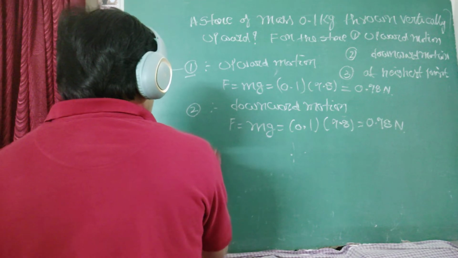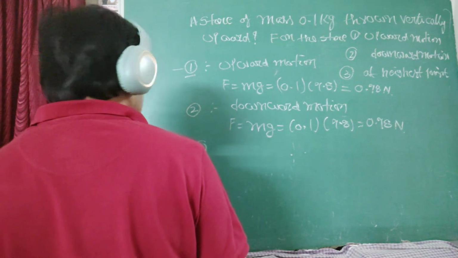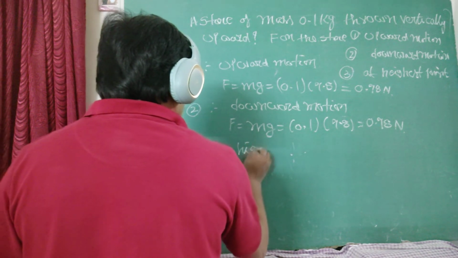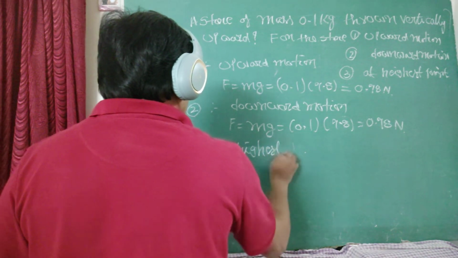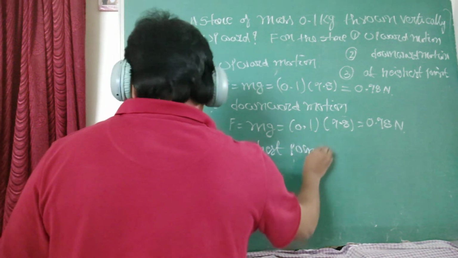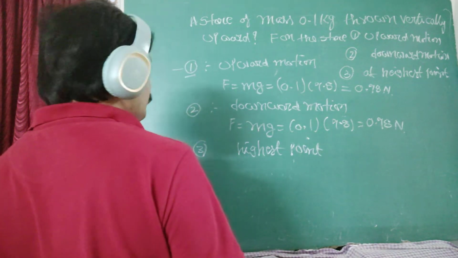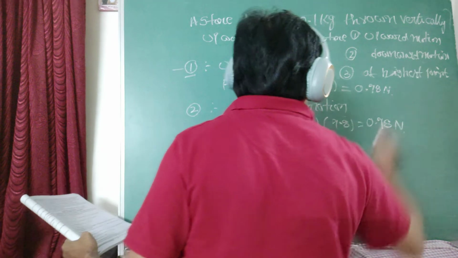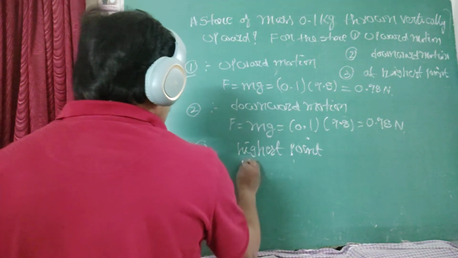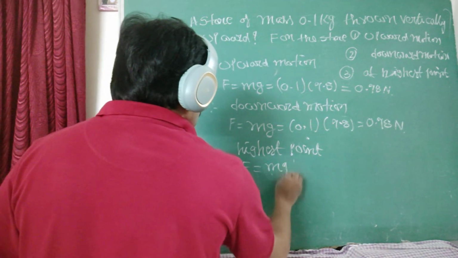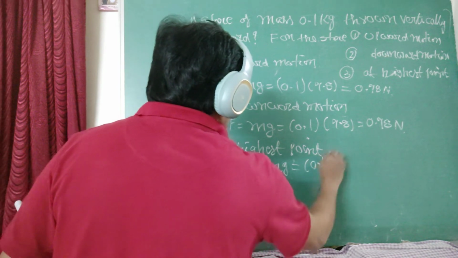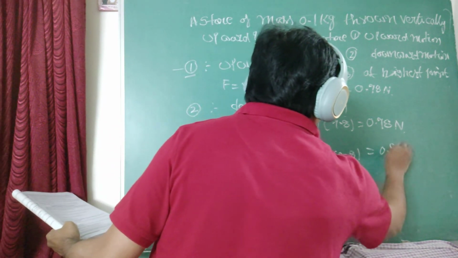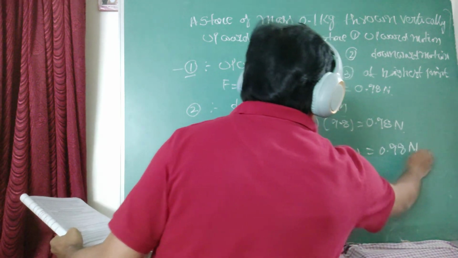Third case is what? As per the given condition, at the highest point. At the highest point, F equals mg, again 0.1 into 9.8, that result equals 0.98 newtons.